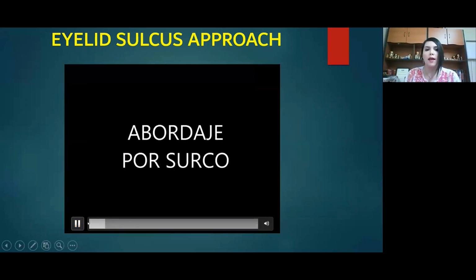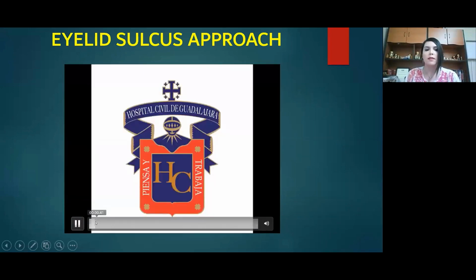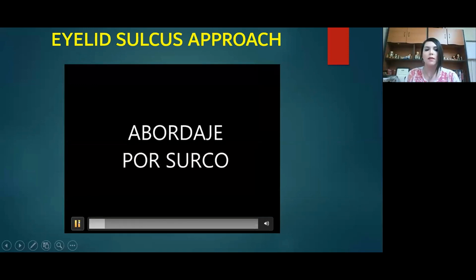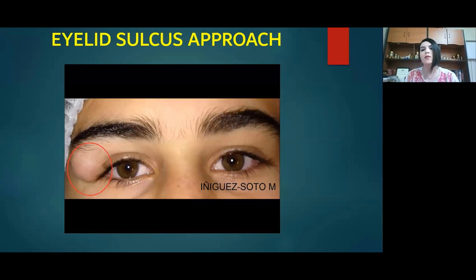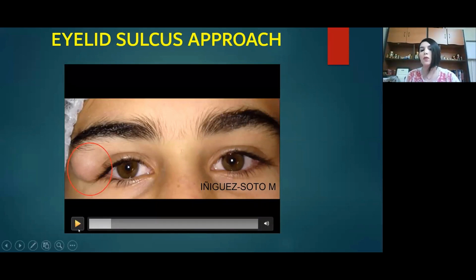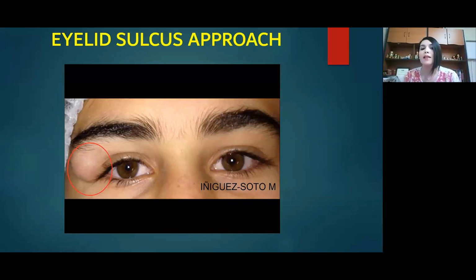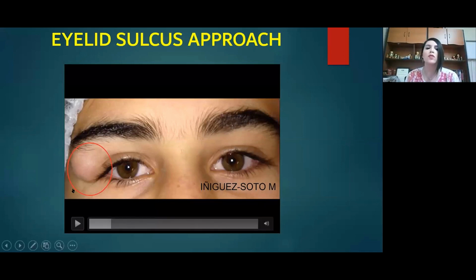So this is a very good case, easy in a way, because this is a 14-year-old girl. The mass is not provoking limitation of the movement, is not provoking limitation of the visual acuity, but the cosmetic aspect is a huge situation that we must solve.